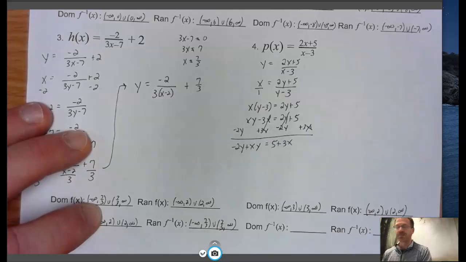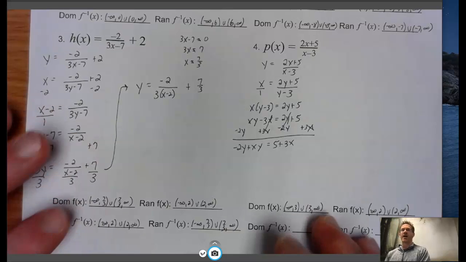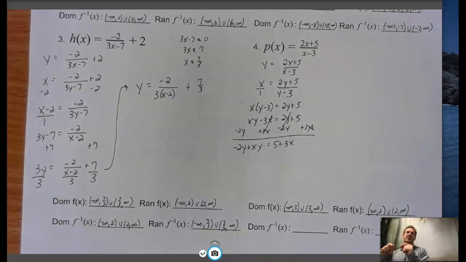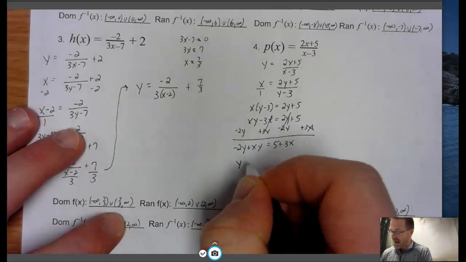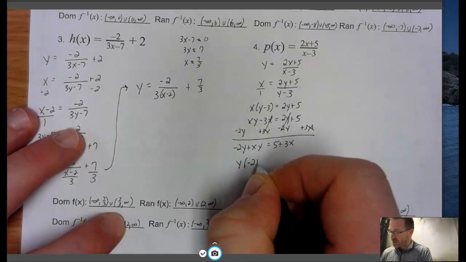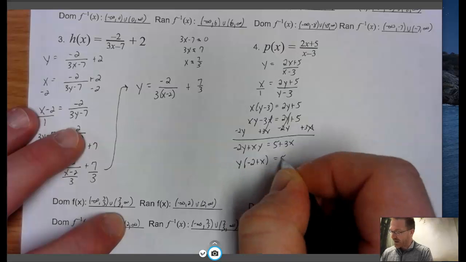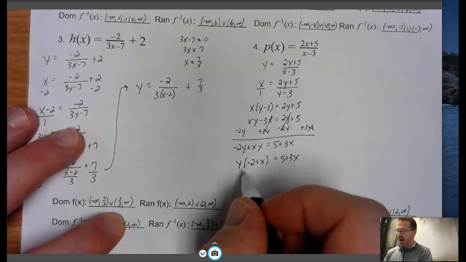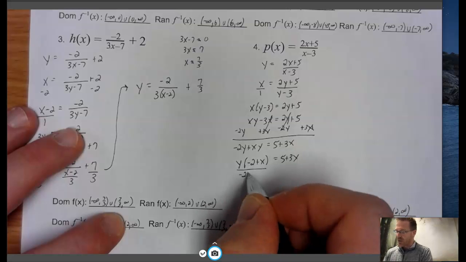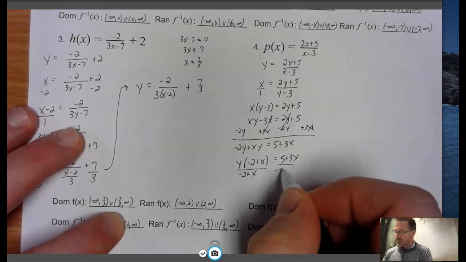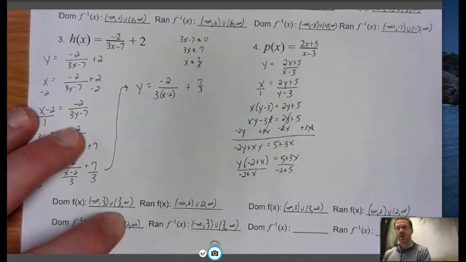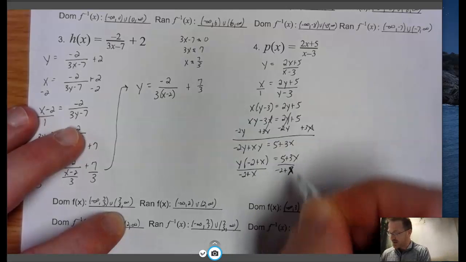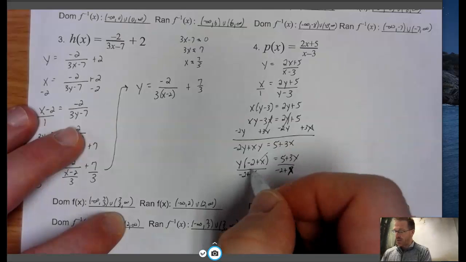That's an x there. Now here's why we do that: because I now need to factor the y out of my terms on the left. So notice I can factor that y out, and that would leave me negative 2 plus x, equals 5 plus 3x. And now I can divide by that entire quantity right there. Oops, I put a 5. That should be an x. Let me change that to an x. And so that is 1.